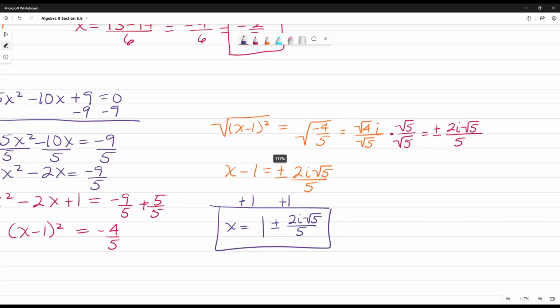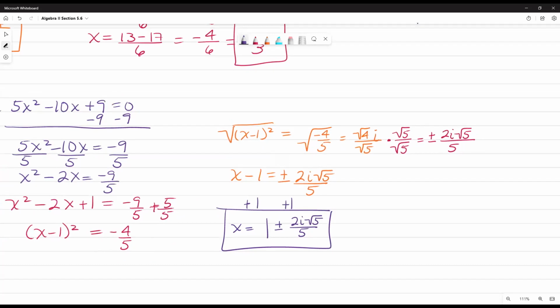Because you can't have a square root in a denominator. So I'm multiplying it times 1 to get rid of the square root in the denominator. And then that square root of 4 just becomes 2. So that's where that comes from.